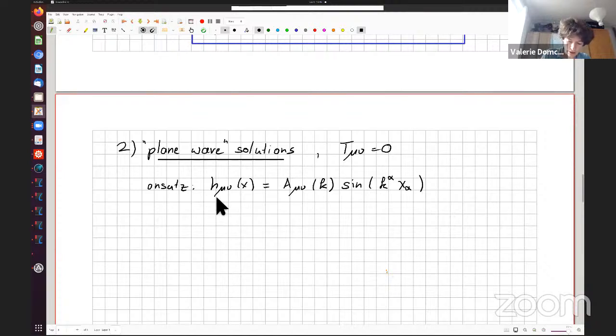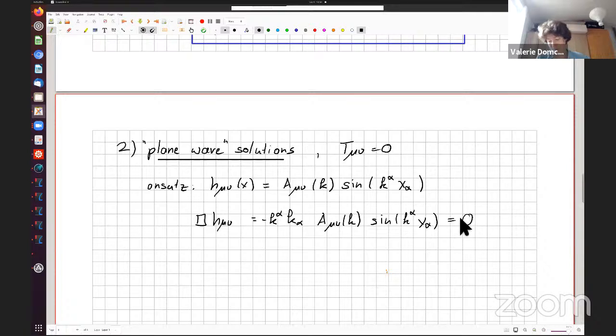Then we can check. We plug this ansatz into our equation, box h mu nu. So the derivative here acts on the argument. We get k alpha k alpha times a mu nu of k. This just stays e to the i k alpha x alpha, with a minus sign, equals 0.